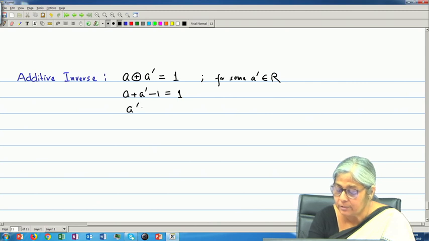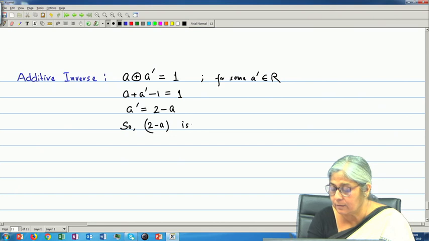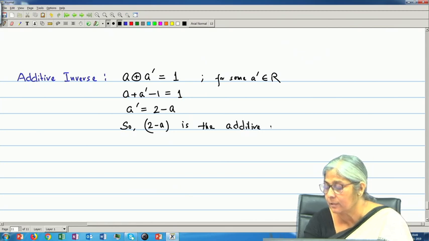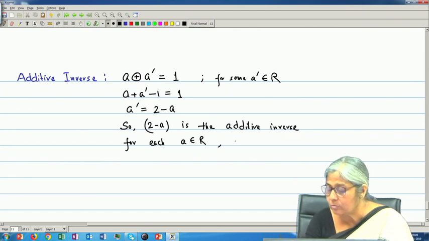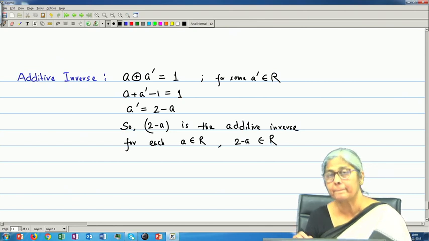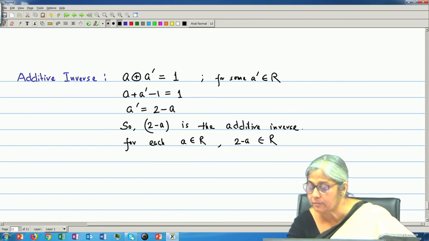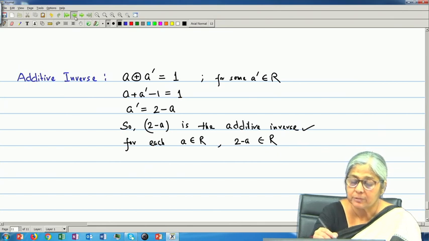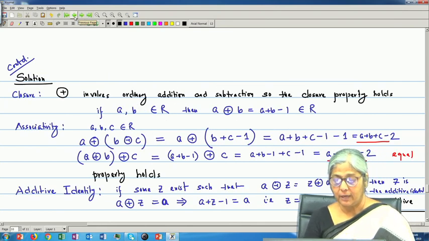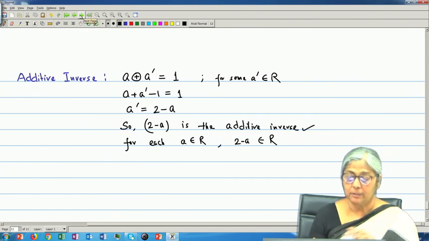So, A dash equals 2 minus A. So, 2 minus A is the additive inverse. Obviously, for each A belonging to R, 2 minus A belongs to R and it exists. So, the additive inverse also exists. So, we have seen the closure, associativity, additive identity, additive inverse.